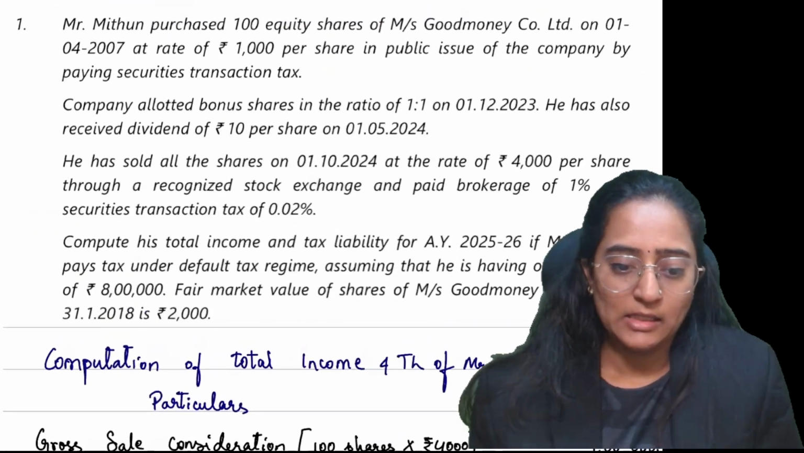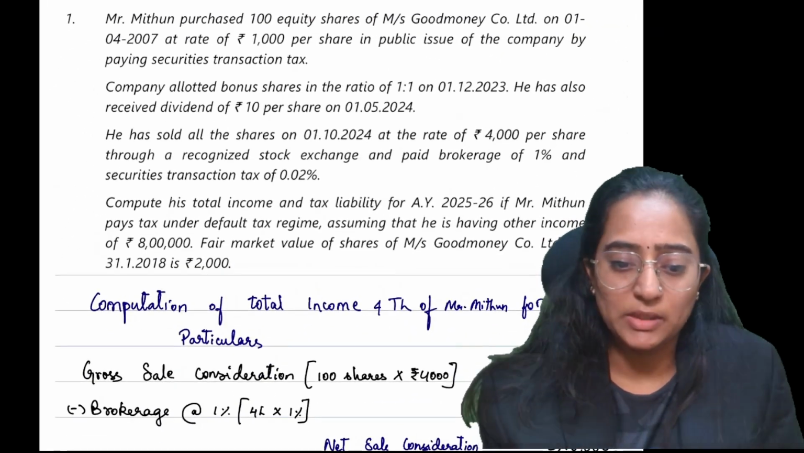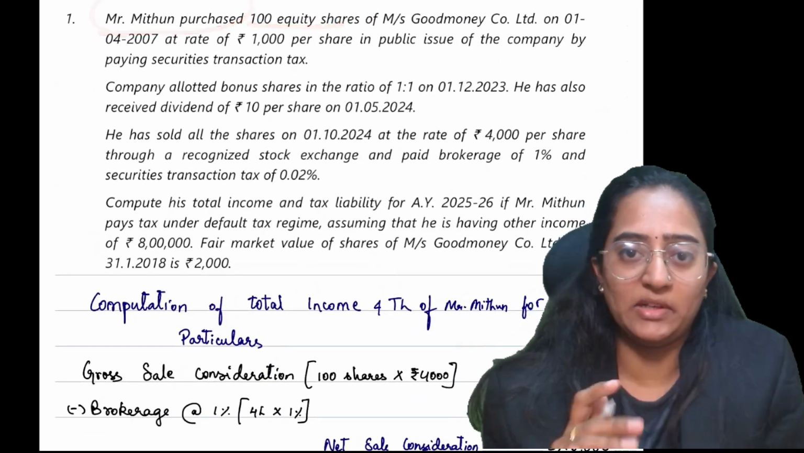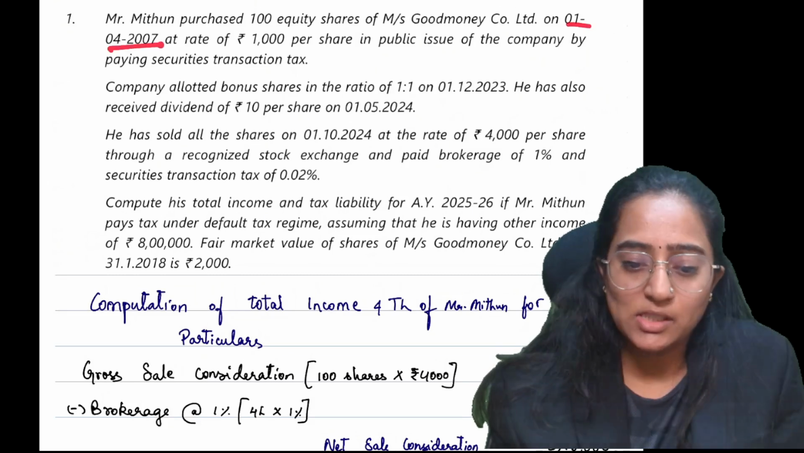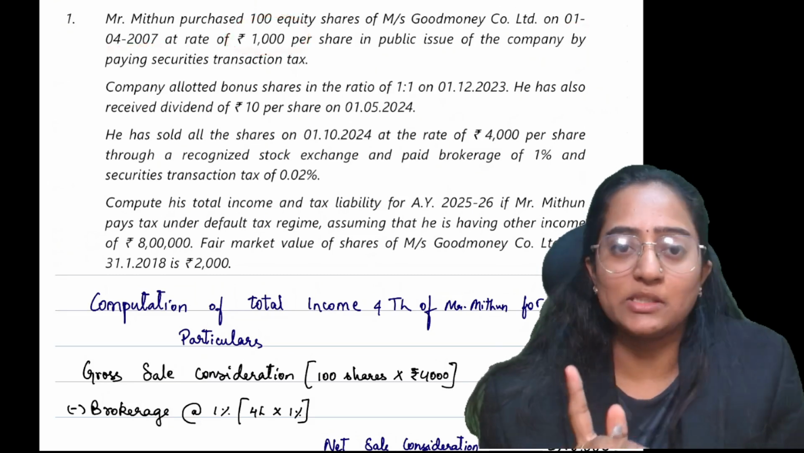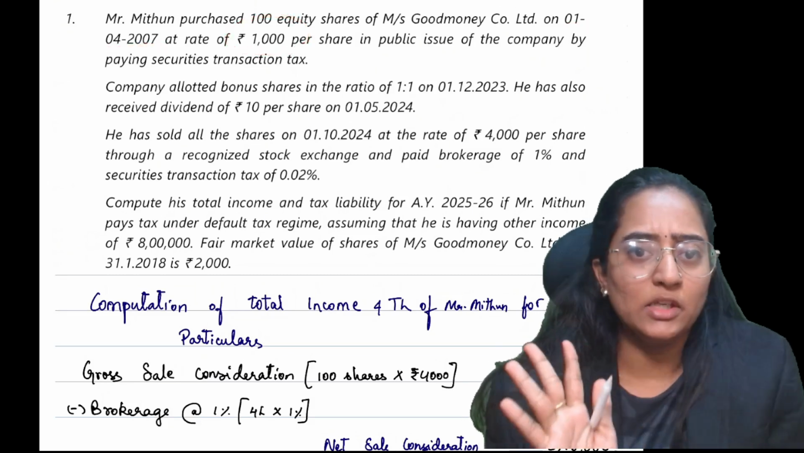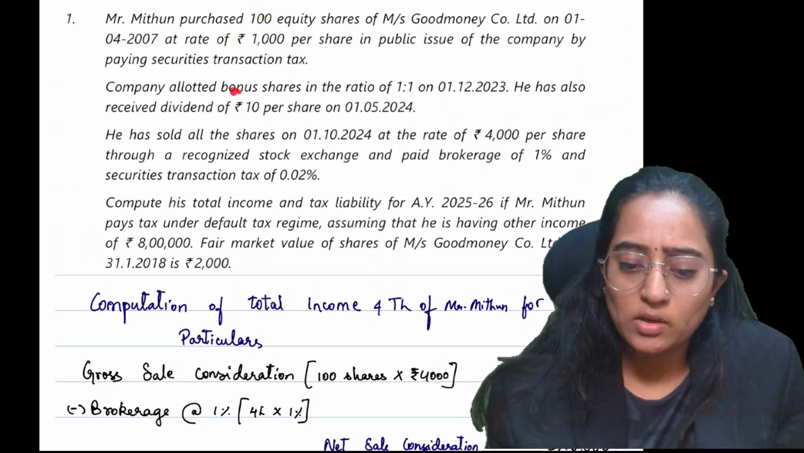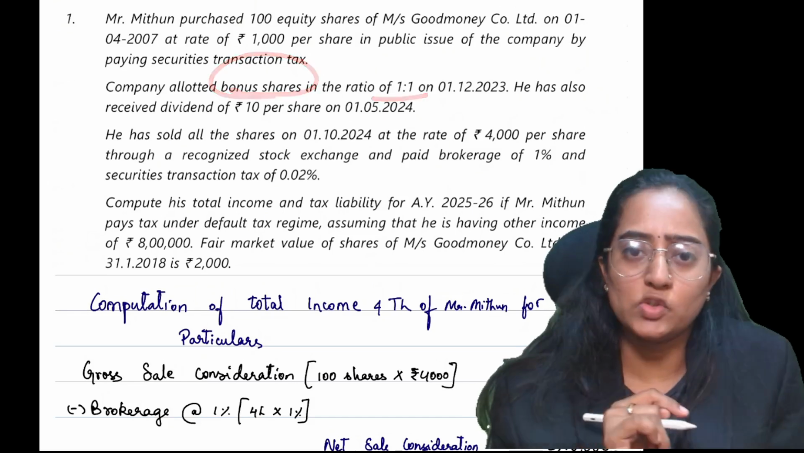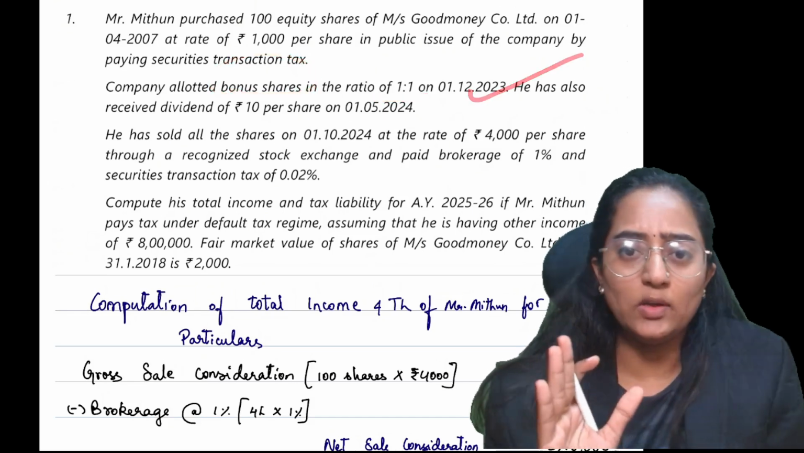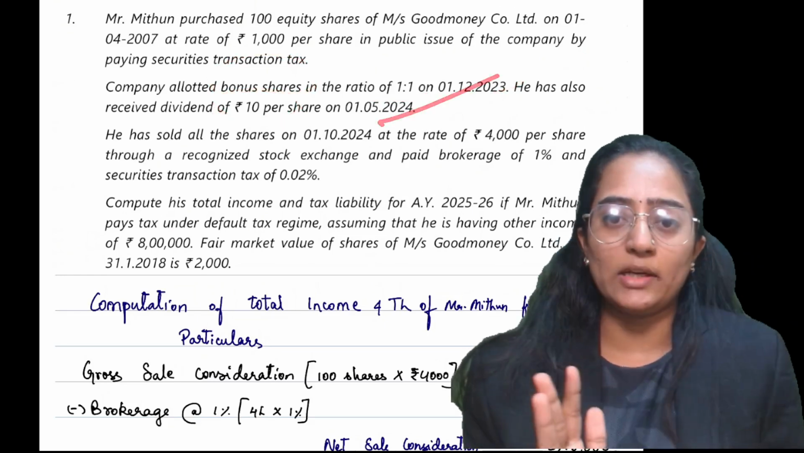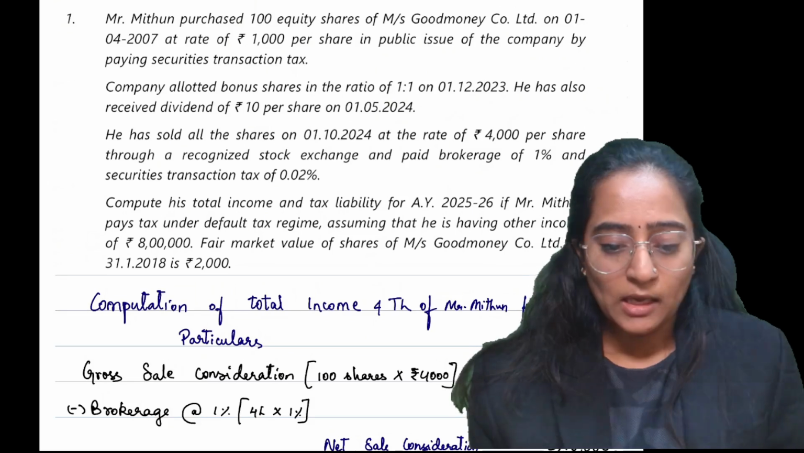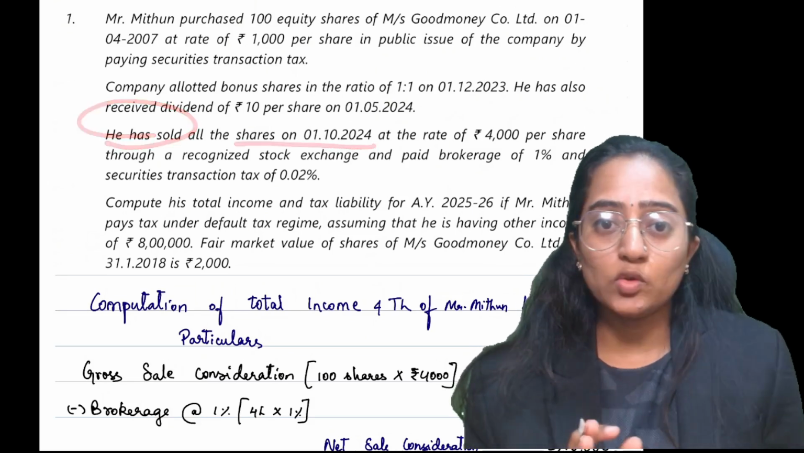Okay. See, this fellow, Mr. Mithun, purchased 100 equity shares of Good Money Co. Limited on 1/7/2007, and at what rate had he purchased it? At 1,000 rupees per share. Company allotted him bonus shares also in the ratio of 1:1 on 1/12/2023. This fellow received a dividend of 10 rupees in 2024-25 PY. He has sold all the shares on 1/10/2024.